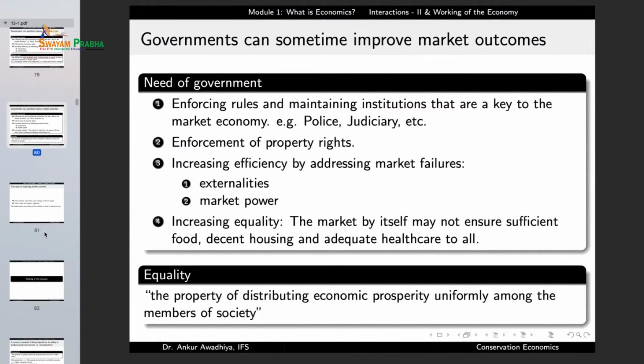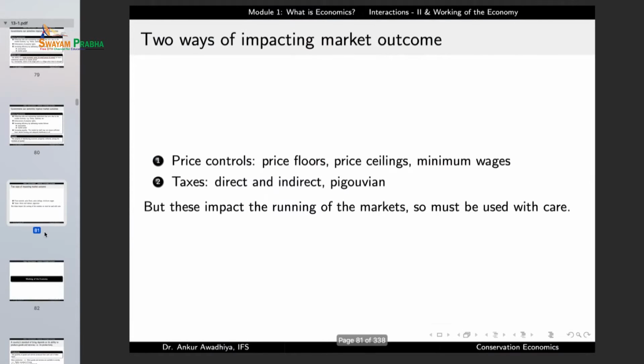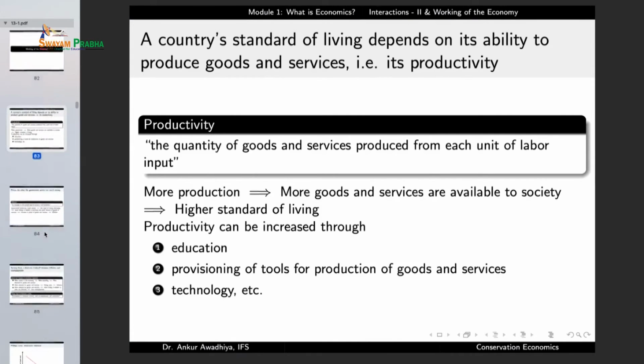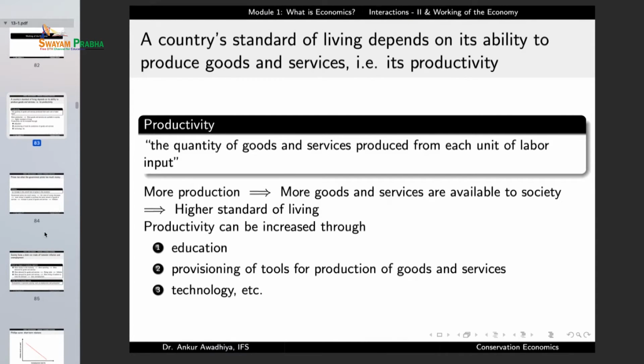The government needs to step in to promote equality because the market may not do that. Then another principle of economics is that the country's standard of living depends on its productivity. The more goods and services the country produces, the more goods and services are available for use of its citizens.